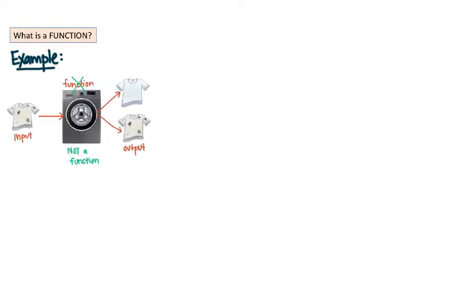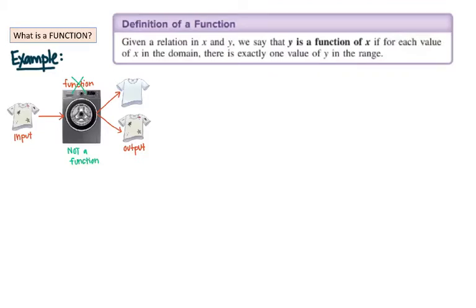So now, considering these two examples I gave you, I'll give you the formal definition of a function. Okay, a relation is a function if for every input, or for every x value in the domain, we know exactly what will come out. There will be exactly one y value that matches it in the outputs or the range.